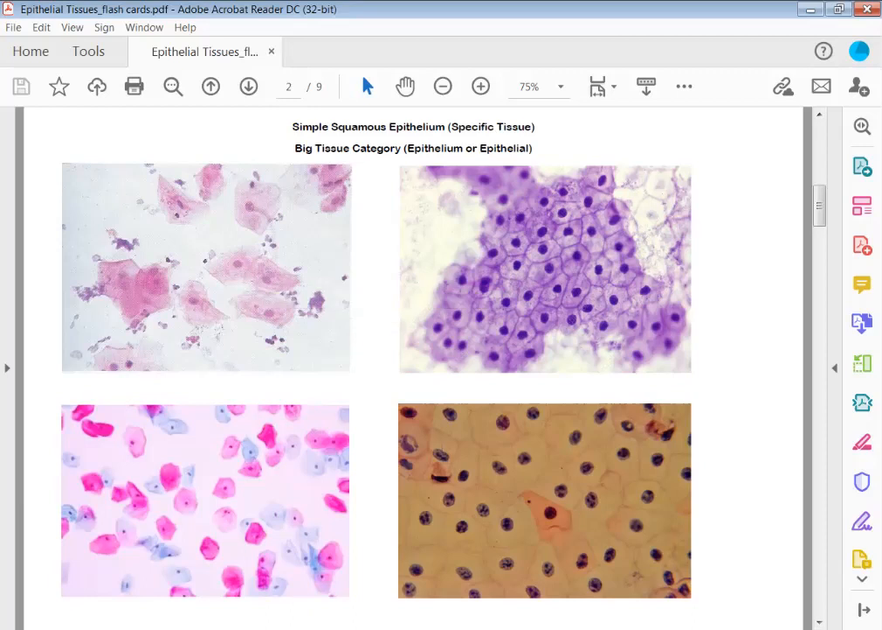So if you see the fried egg, then you know that the specific tissue name is simple, because it's one layer, squamous, these are squashed cells, they're not cuboidal or columnar, and the family name or the big tissue category, epithelium. So simple squamous epithelium. That is the specific tissue. The big tissue category is epithelium or epithelial.